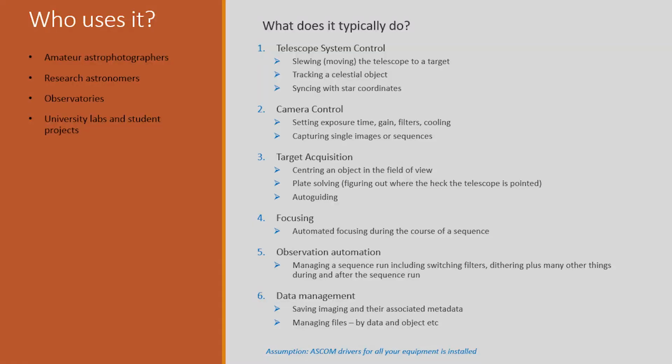Your camera control, so that will control things like your exposure lengths, the amount of gain, offset, your filters and which filters to change to during the course of the night, as well as your cooling. And then some cameras have an anti-dew strip that ensures the sensor doesn't dew up during the course of your observation. Your camera control will also determine whether you want to take a single exposure, a single image, or a sequence of images.